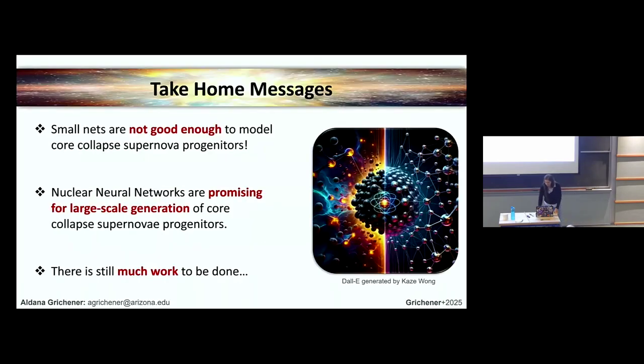So I'll leave my take-home messages here, and I hope I convinced you at least that small networks are not good enough to do the multidimensional simulations, and that we have some promise here, but we still need to work on it in order to actually implement this in stellar evolution codes.